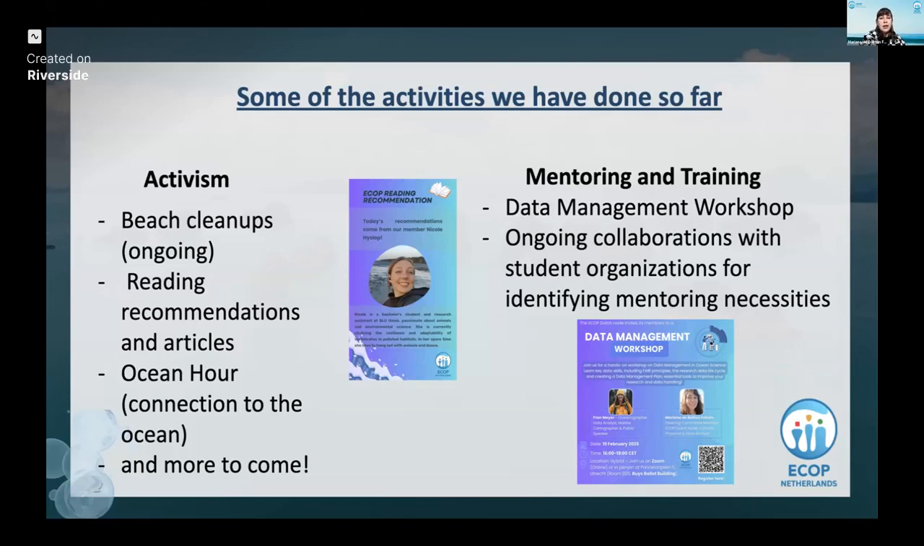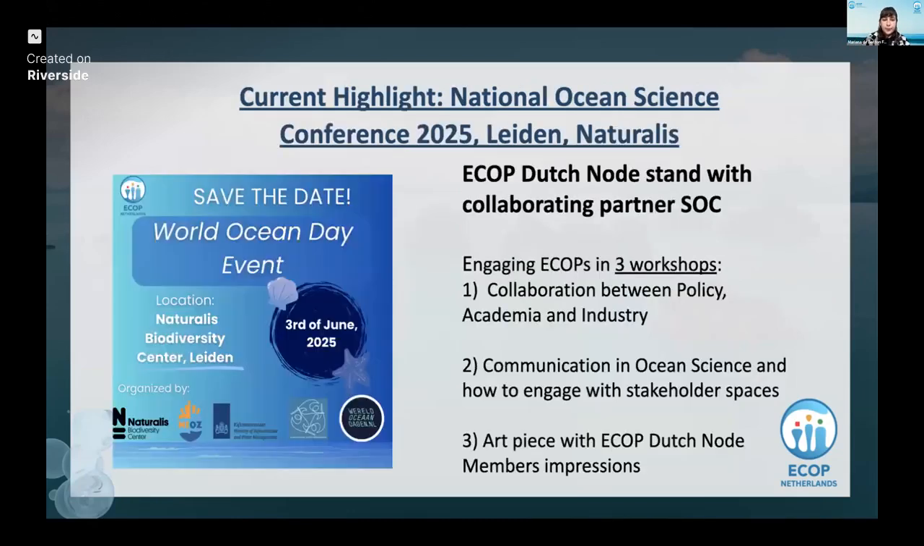For the mentoring and training, we did a data management workshop. We were very fortunate that it worked really well for our node. And then we managed to bring it to the ECOP Global, actually last week. And we have ongoing collaborations with student organizations to identify mentoring necessities. So we're developing a survey for that.